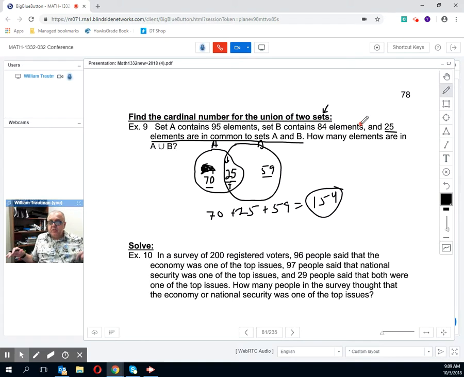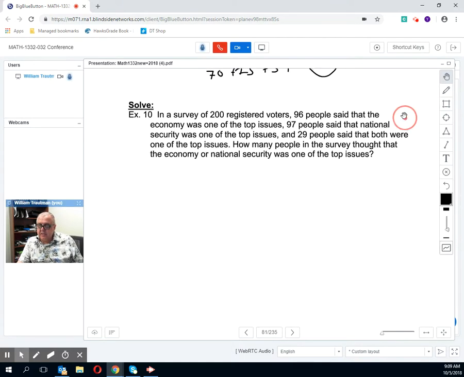Do you see, even though it says 95 elements are in A, it doesn't look like there's 95, but there are. There's 70 here and there's 25 there. The first thing you want to write down is what's in both, because if you write 95 first, that's kind of wrong because 95 adds up everything that's in A. Let's try this next one here.